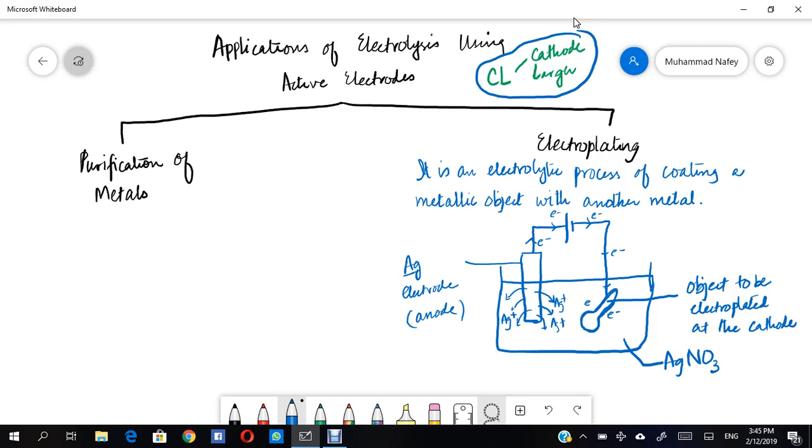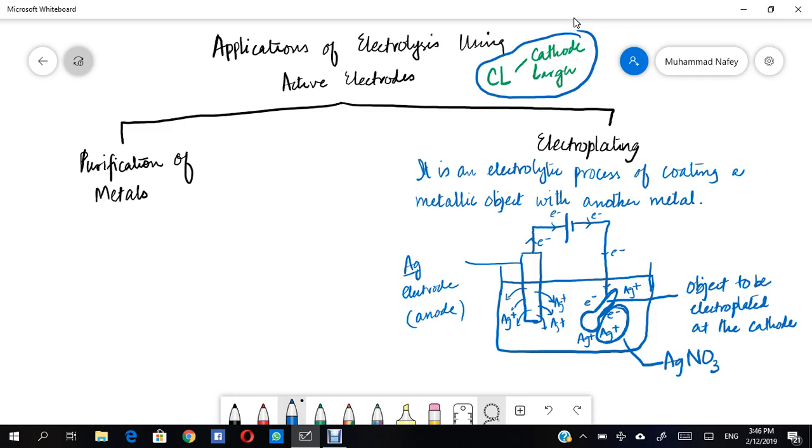onto the object that is supposed to be electroplated. Now this metallic object is surrounded by silver ions in the electrolyte. And as these silver ions move to the cathode, they combine with the electrons and produce silver metal, which coats itself evenly onto the surface of the metallic object which we wanted to plate.